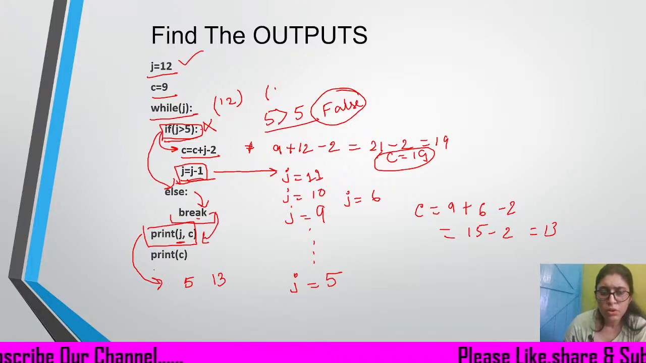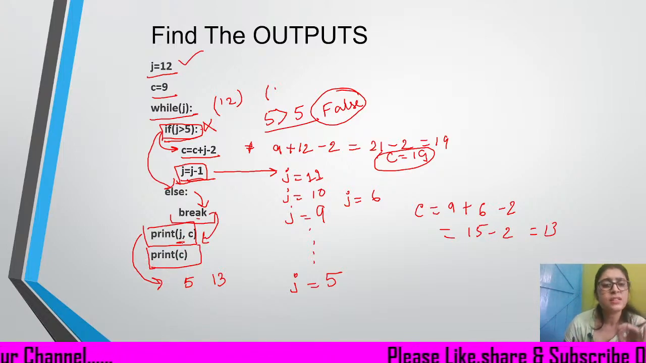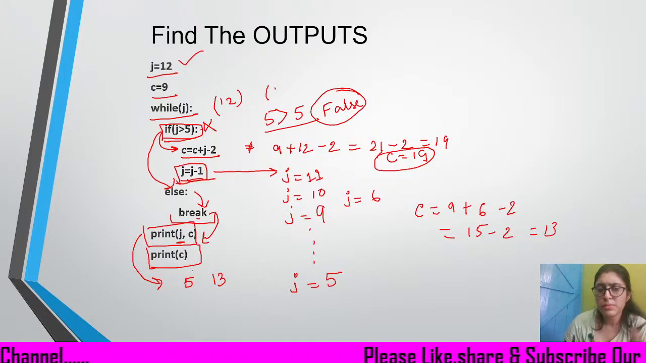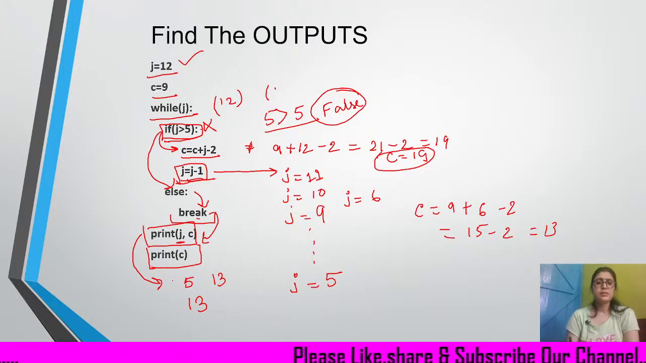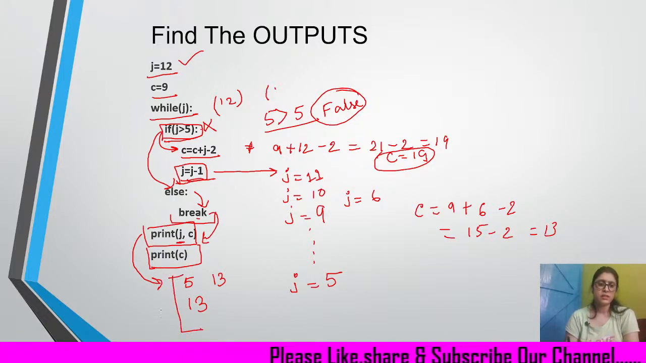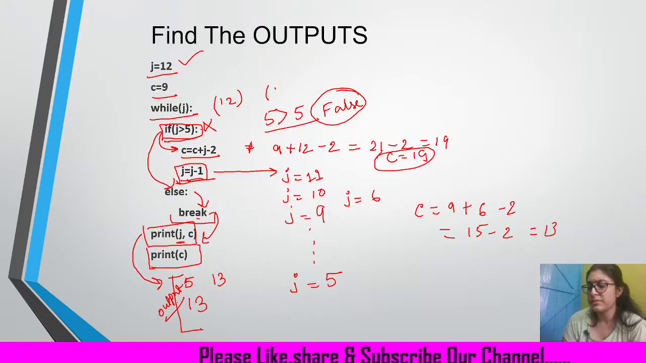Okay, friends, no comma will be printed. See here, the comma is syntax. No comma will be printed while we are getting the output, and the C value will be 13. So this is the final output we will get over here.